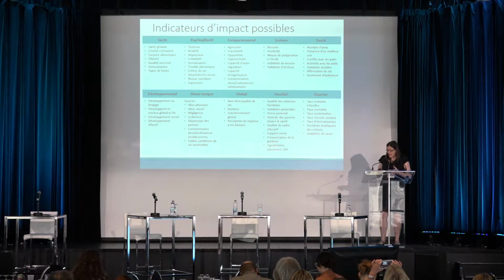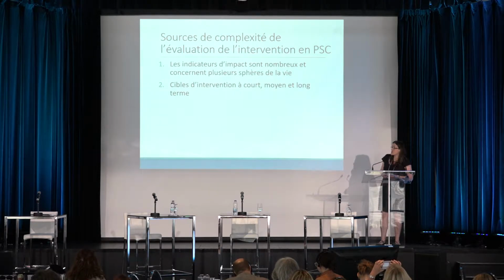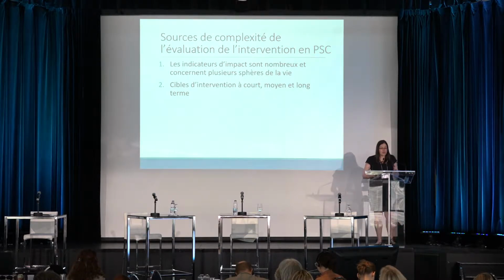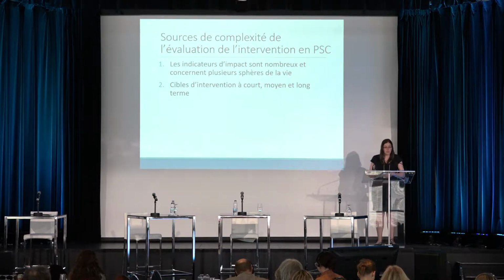When we build on these over time, perhaps we can see changes in the more global indicators related to the neighborhood. So that's the first aspect in terms of the complexity of assessing this type of social pediatric intervention. And then we've got short, medium and long-term intervention targets.